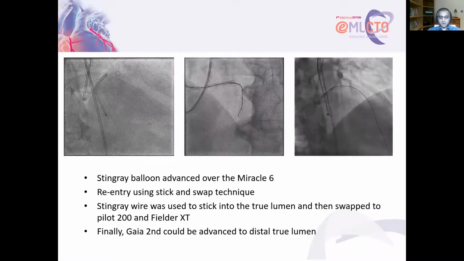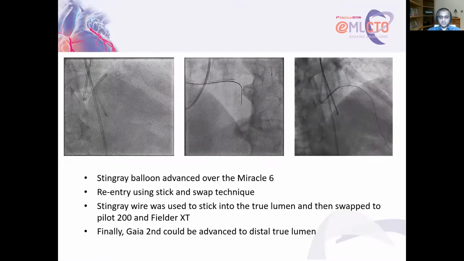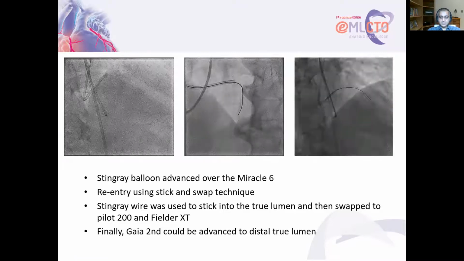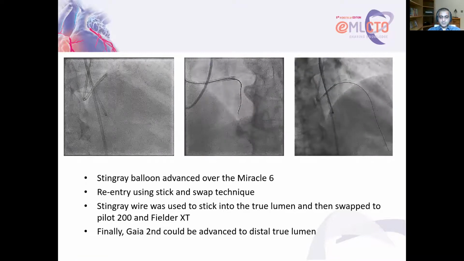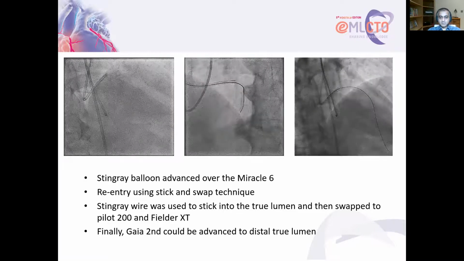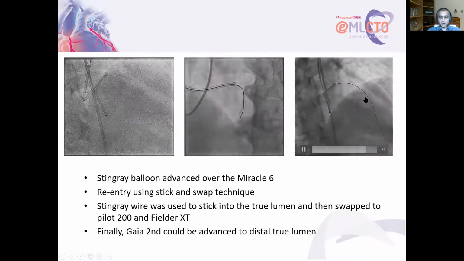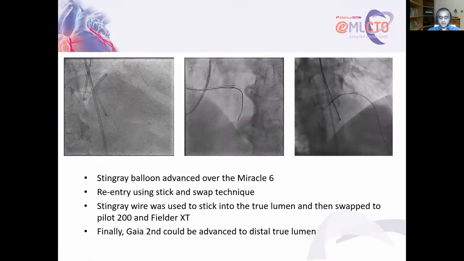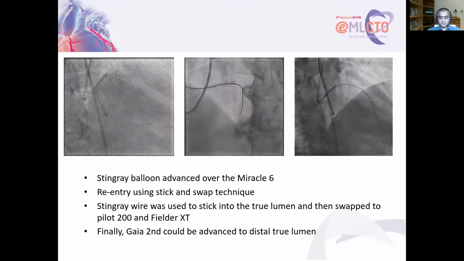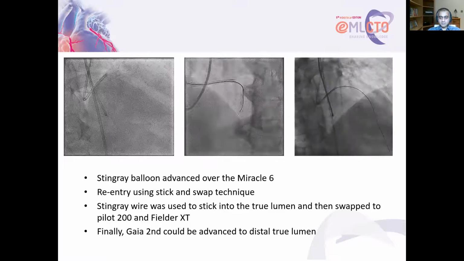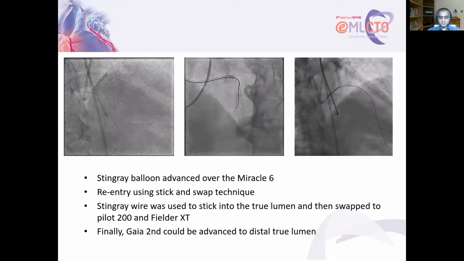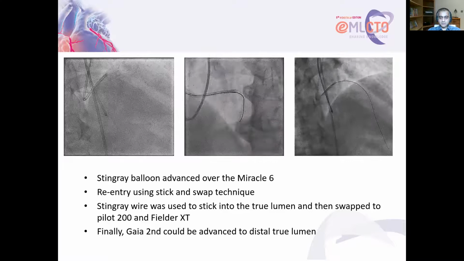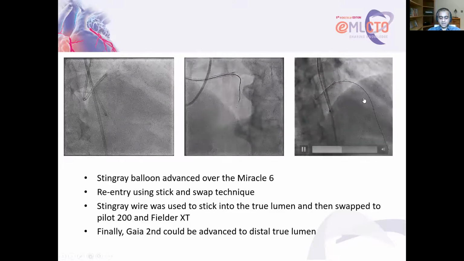Unfortunately, the Pilot 200 wire was not taking the course down the vessel. That is a little bit of a concern. I also tried the Fielder XT and came up with the same fate. So eventually I took a Gaia Second wire, which has a little bit more body to it. And you can see as I advanced this down the vessel, it went very easily, and the wire itself is jumping in time with the contractions of the left ventricle. So I felt fairly confident that the wire was in the correct plane here.